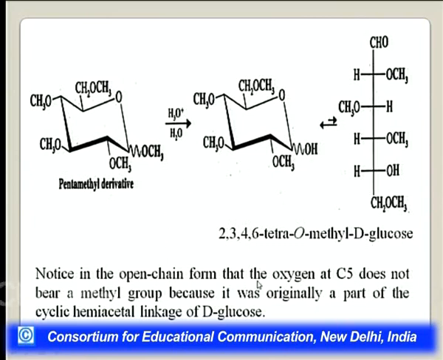Notice in the open chain form that the oxygen at C5 does not bear a methyl group because it was originally a part of the cyclic hemiacetal. So you can see only hydrolysis of this group will take place and not on these carbon atoms.